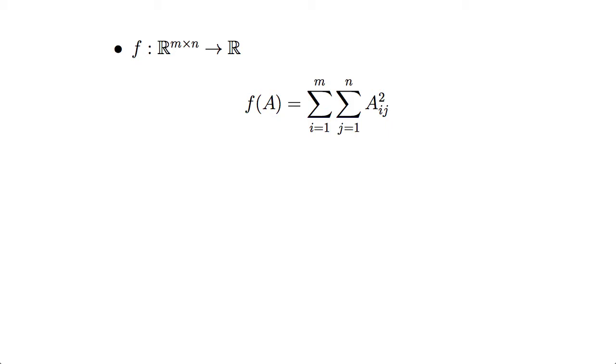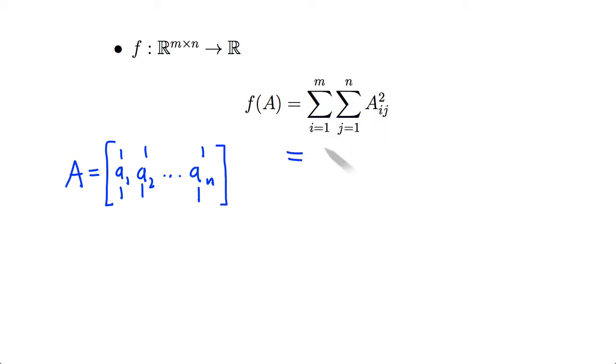Well, first of all, let's write A in terms of its columns. So let's write A in terms of a bunch of columns, a1, a2, all the way to an. And note that we could write this as just the sum from i equals 1 to n of the 2 norm squared of ai, or, even simpler, we'll just write it for now as ai transpose ai.